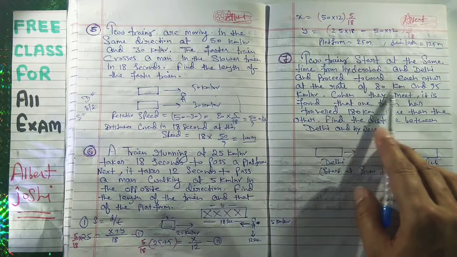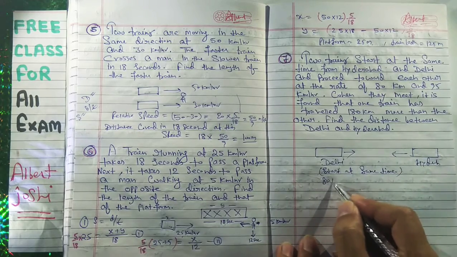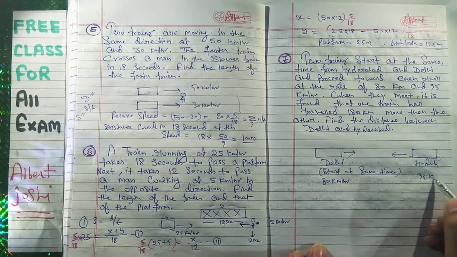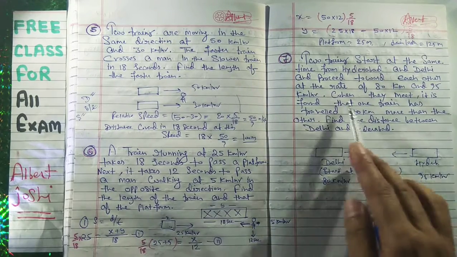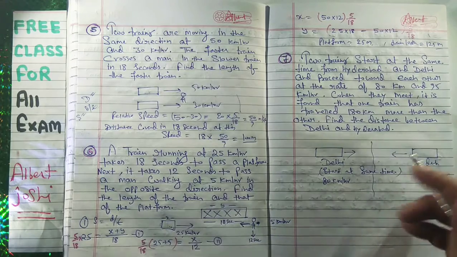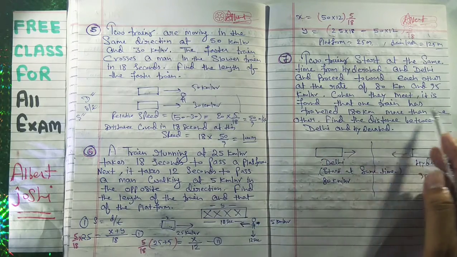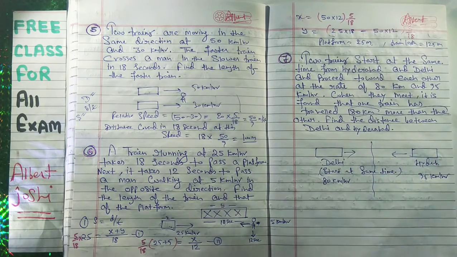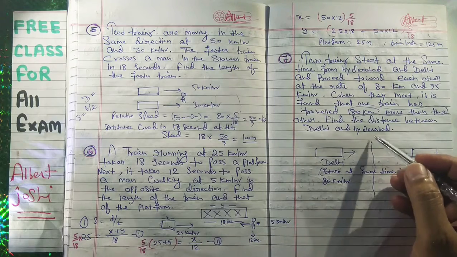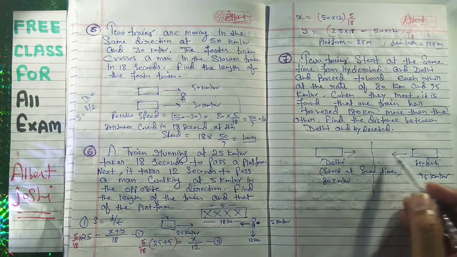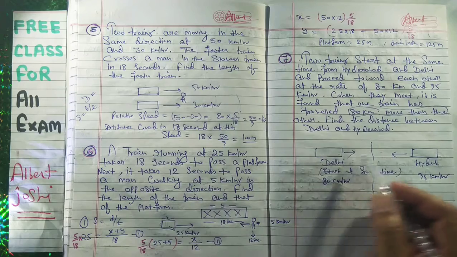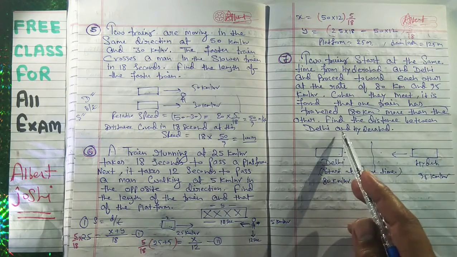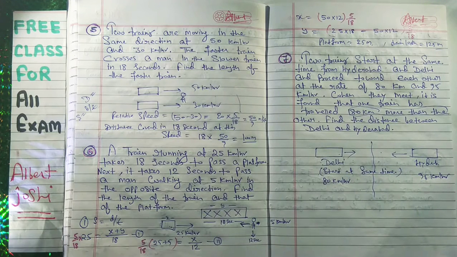At the rate of 80 km per hour. Its speed is 80 km per hour and this one is 95 km per hour. Now they meet somewhere, I don't know where, and it is found that one train has traveled 180 km more than the other. I don't know which train. Find the distance between Delhi and Hyderabad.